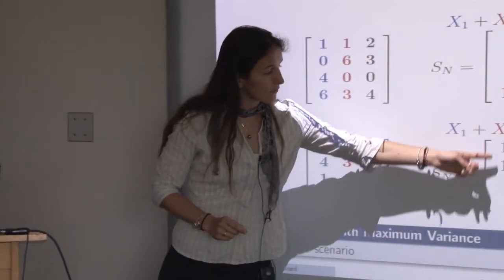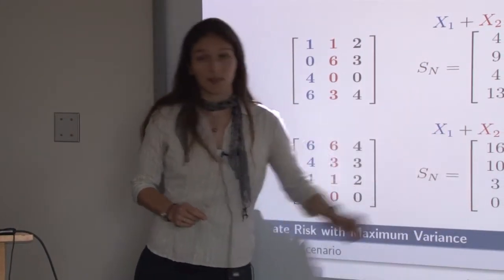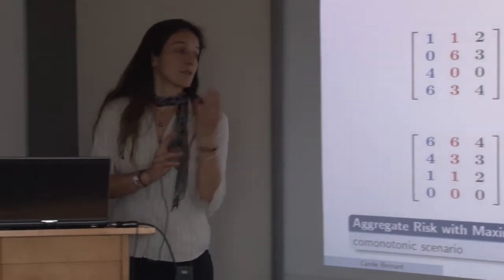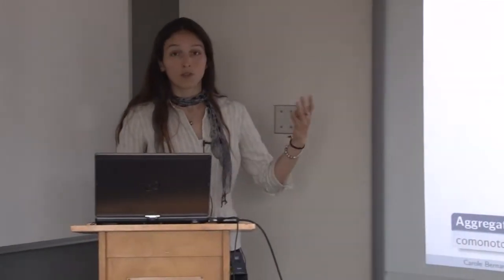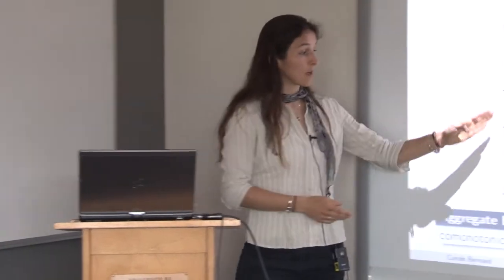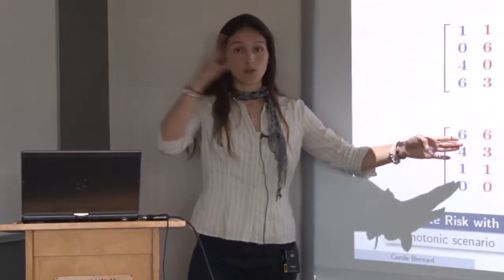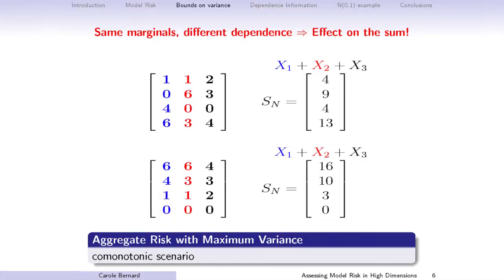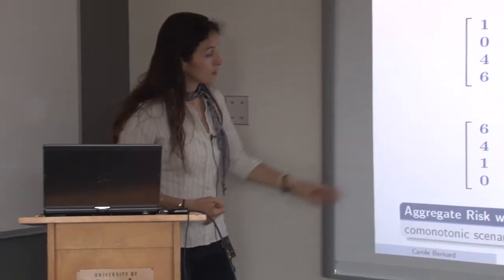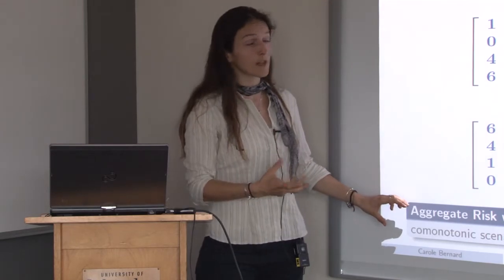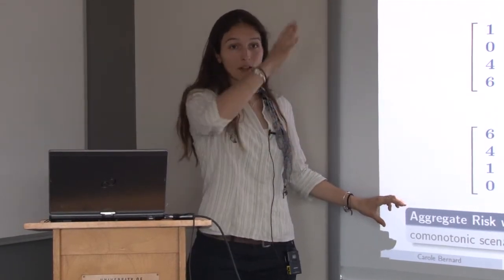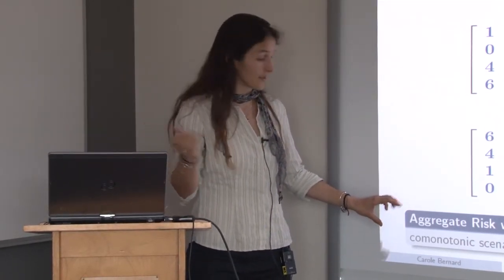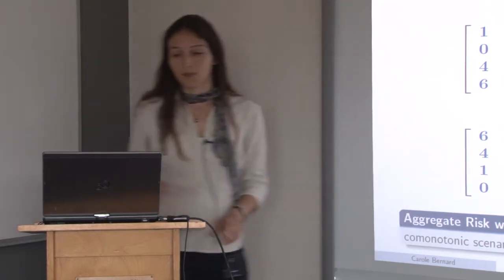And if you calculate the variance of this random variable, which takes 4 values with probability 1/4, it is the maximum variance that you can obtain by fixing the marginals and changing the dependence among all possible dependence structures. So aggregate risk with maximum variance is extremely easy to get with your data. Just order them, calculate the variance. And that's the comonotonic scenario.